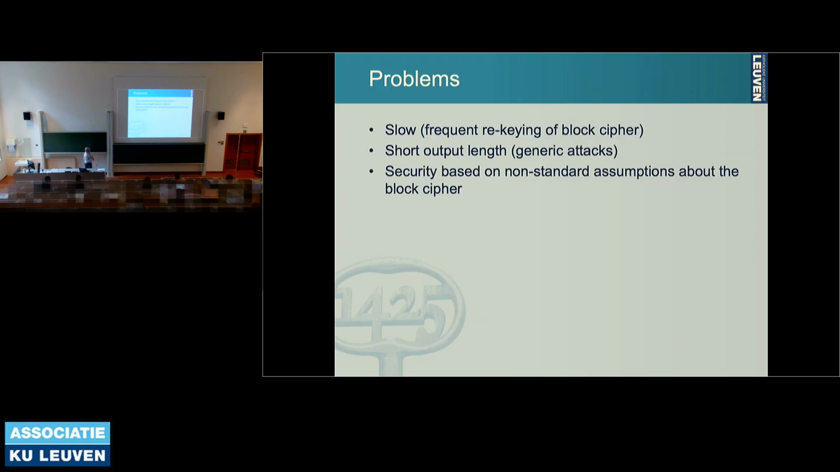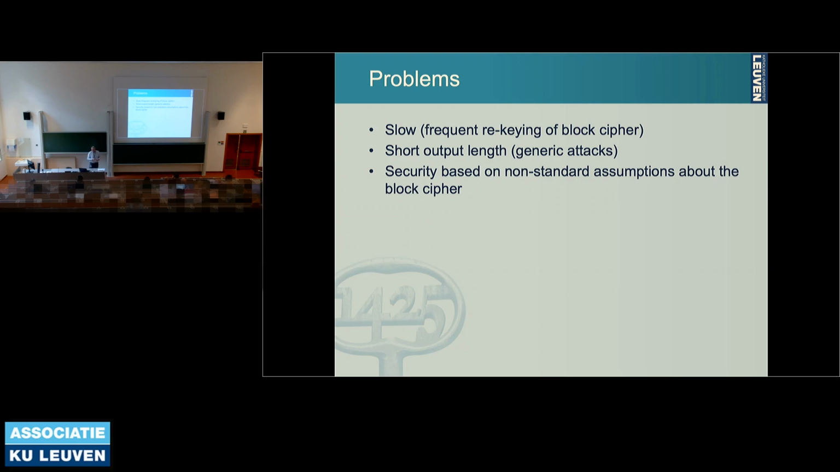So what are the disadvantages? This is slow, because you go as fast as the block cipher only, and the block cipher needs to update its key every time, which makes it even slower. Also, a block cipher like DES has only 64-bit output, which means that a collision attack takes a number of trials of about the square root of 2 to the power 64, so 2 to the power 32. That's not a very large number.